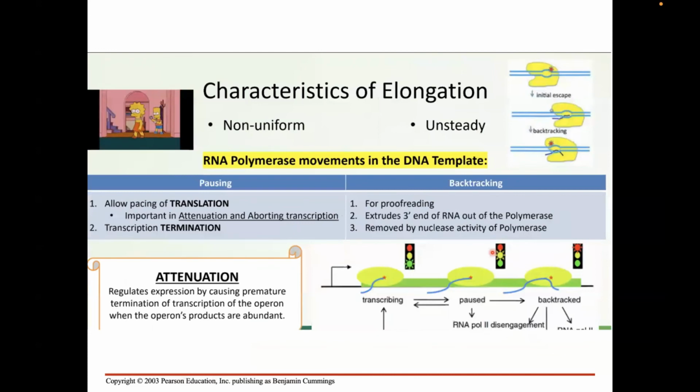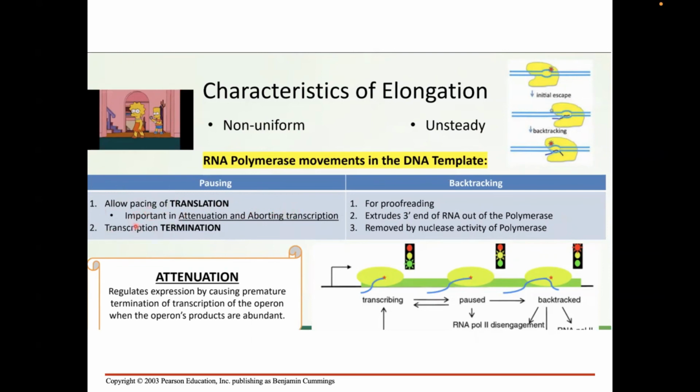And then these are the characteristics of elongation. It is non-uniform and unsteady. Again, the characteristics of your elongation is non-uniform and unsteady. The RNA polymerase movements in the DNA template involve pausing and then backtracking. So let us just read the description of pausing. It allows spacing of the translation. And then it is very important in attenuation and aborting transcription.